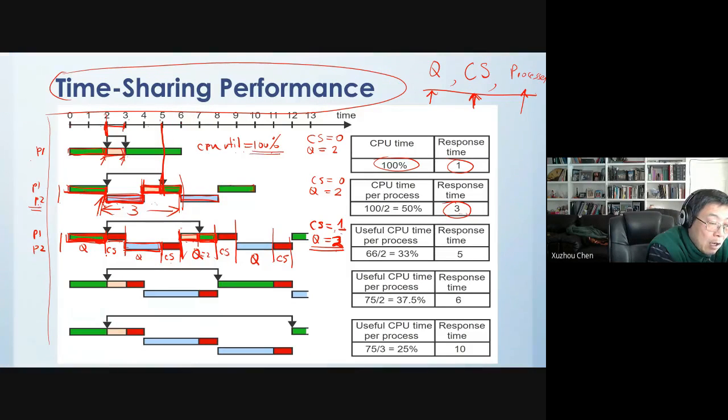Okay. However, this 100 is divided between P1 and P2. So each process only gets 50% of the CPU. So the total CPU utilization is still 100%, but this 100% is divided up between these two. Now, what's the total CPU utilization in this case? In case 3.